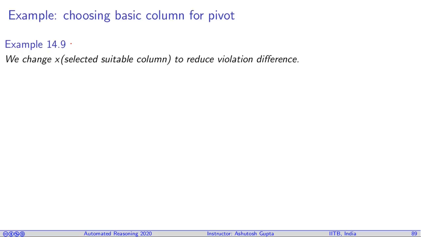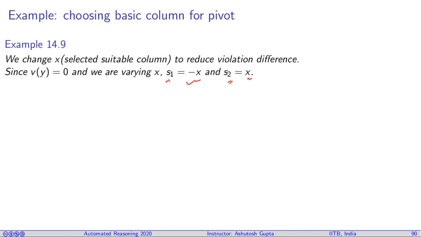Okay, so let's go back to our example. So we change x, which is the third column, right? We selected a suitable column to reduce the violation difference. Since the value of y is 0, if you look at the definition of my basic variables s1 and s2, it reduces to minus x and x. And x needs to be changed, and currently s2 is being violated.